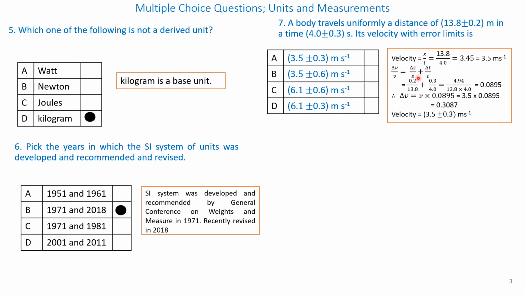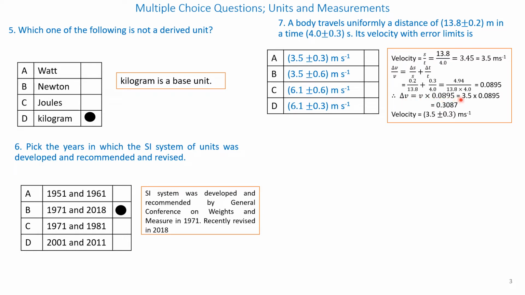Therefore, substituting the values, delta S is given as 0.2. That is, you see, 13.8 plus or minus 0.2 is the error. Therefore, delta V by V is delta S by S, that is 0.2 divided by 13.8, plus delta T by T, 0.3 divided by 4.0. So simplifying and taking the LCM, we calculate and get the answer as 0.0895.